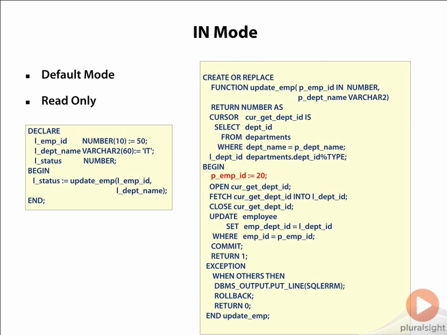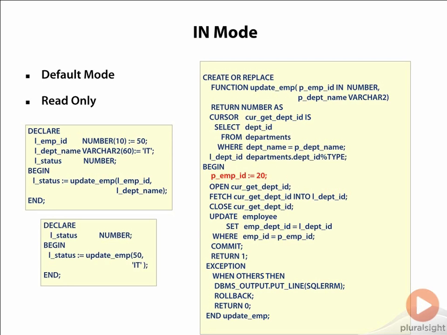Note, if inside the function we try and assign a value to PEMPID, Oracle will raise an error during compilation that expression PEMPID cannot be used as an assignment target. Since the in parameters are read-only, you can also pass literals as parameters as shown in this code snippet, where we pass 50 and IT directly as input parameters.